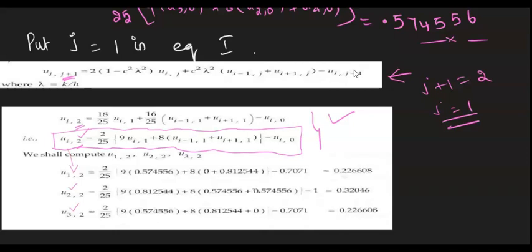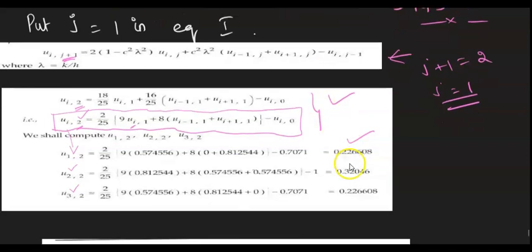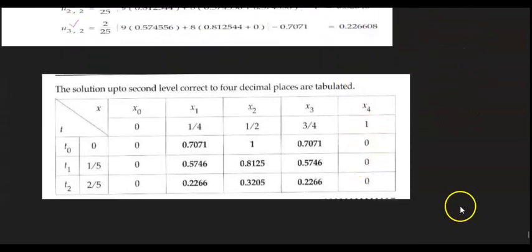We just have to substitute 2 by 25, 9 into, in the place of u of I what we have? 1. So u of 1 comma 1 plus 8 into u of I minus 1, so 1 minus 1 is u of 0 comma 1, plus u of I plus 1, so this is u of 2 comma 1, minus u of 1 comma 0. Just substitute all these values and we have to find out. Once you are done with this, we have to rewrite these values here.